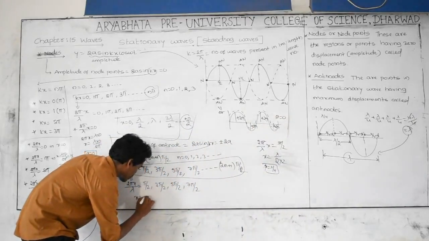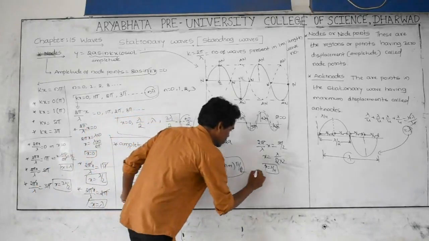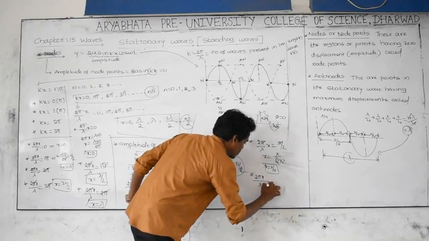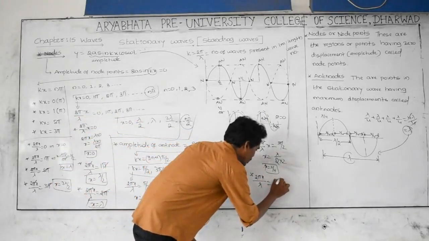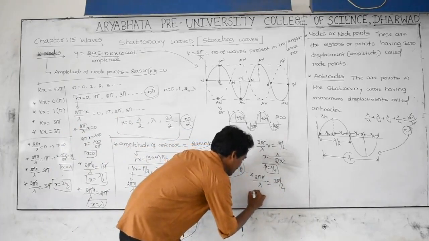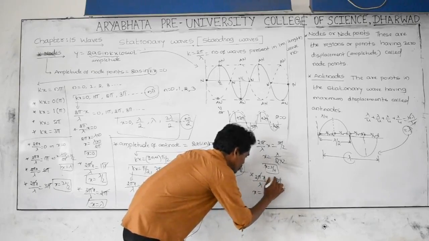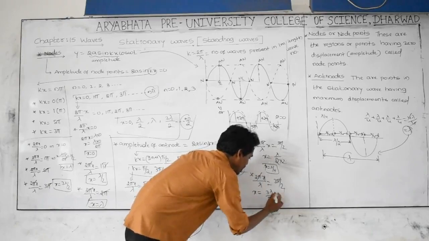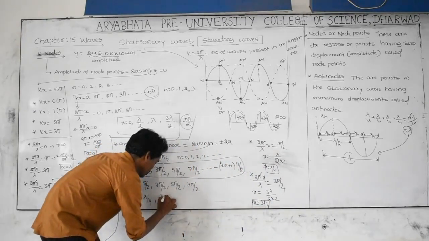Then x is equal to lambda by 4, and you can take 2 pi x by lambda. This is first. Second, 2 pi x by lambda is equal to 3 pi by 2, pi getting cancelled, and here x is equal to cross multiply 3 lambda, this 2 as it is and this 2 taken in the denominator, x is equal to 3 lambda by 4. This is 3 lambda by 4.